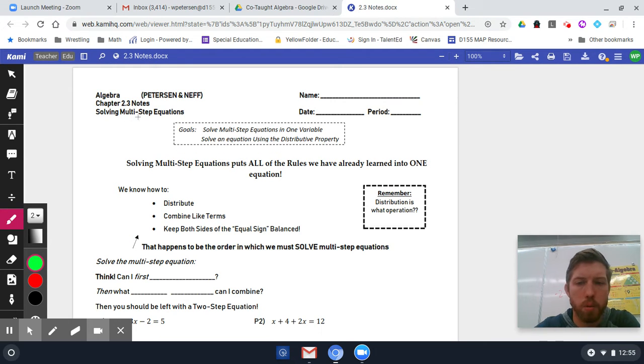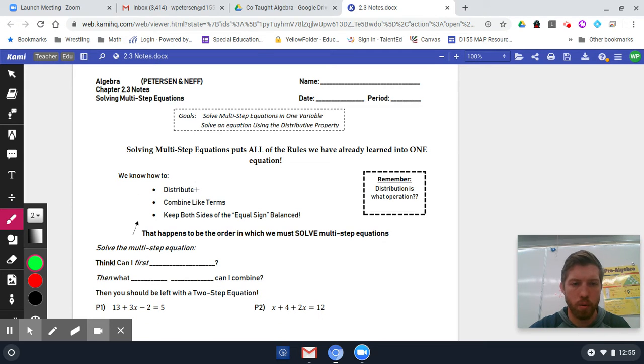We're solving multiple step equations. So we've done one step, we've done two step, we've done fractions. Now we're just solving multiple steps. It's gonna be a bunch of stuff thrown at us, and we gotta put all that together and remember the small rules. One of the main rules to remember is our distribution property.